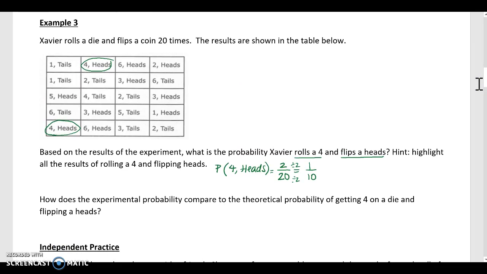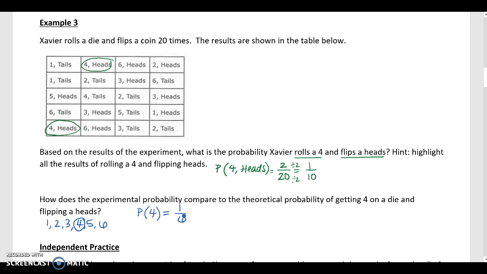So then it says, how does the experimental probability compare to the theoretical probability? So the probability of getting a 4 on a die. So how many 4s are on a die? Ready? 1, 2, 3, 4, 5, 6. There's 1 four out of 6 sides. Oh my goodness gracious. I just did what you guys do all the time. Wow. Sorry. Equals 1 four out of 6 sides.